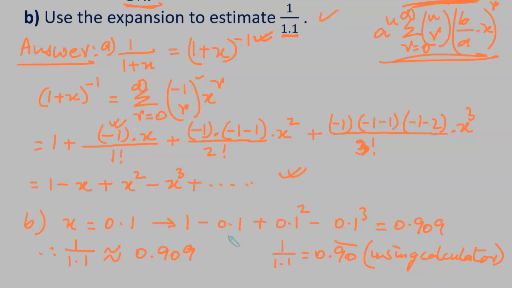So therefore, we see that if we take only the first 4 terms, even then we are getting almost the correct answer of the 1 over 1.1. Okay. So let us move on to the next question.